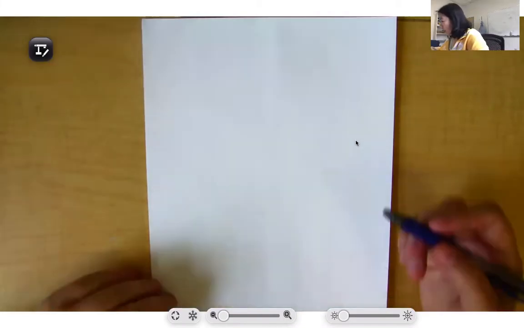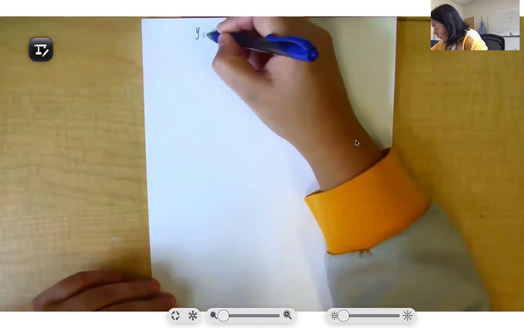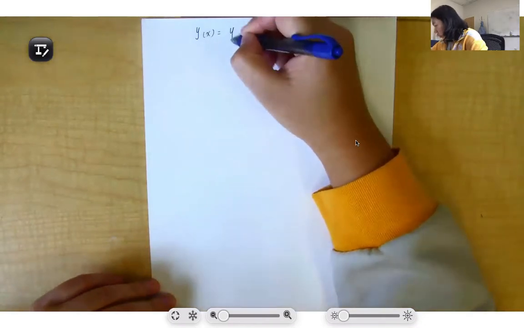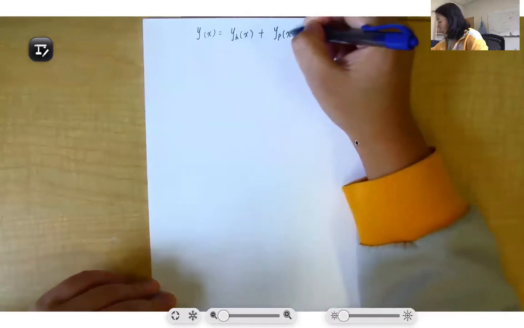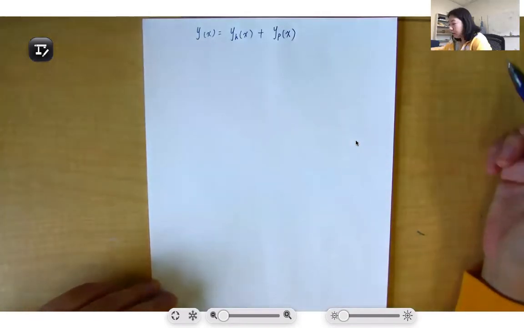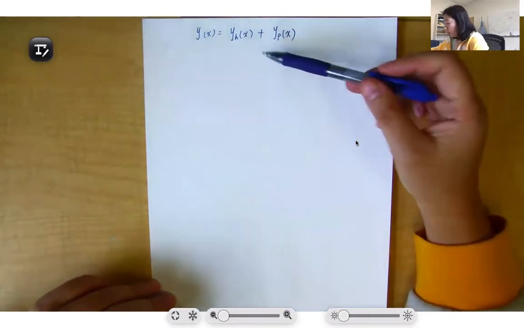Now we will talk about how to find the particular solution form. Okay, so you know that in general the general solution y of x will be equal to the homogeneous part plus the particular part. And we already solved different scenarios regarding the homogeneous part.